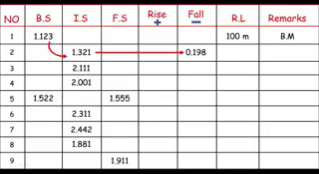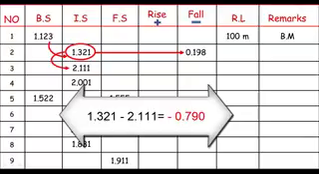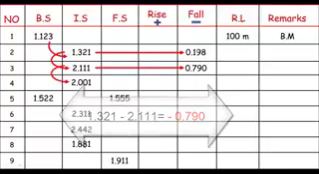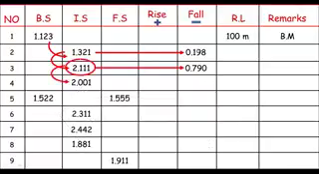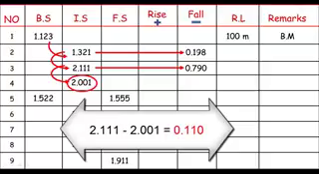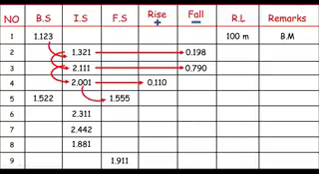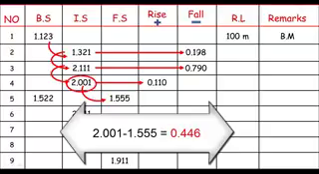And then we subtract the interside from interside. So 1.321 minus 2.111, this is of course also just a fall. And then interside minus interside, like 2.111 minus 2.001, this is of course just a rise, because the value is positive, 0.110. And lastly, the interside minus foreside, like 2.001 minus 1.555. This is of course also just a rise.